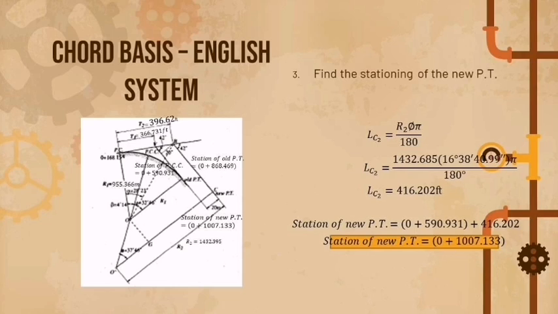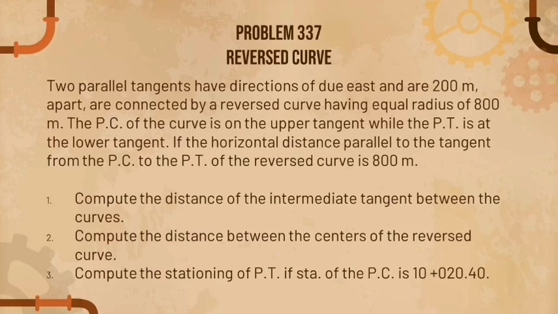And for the station of new PT is 0 plus 590.931 plus the LC2, or the length of curve 2, which is 416.202, equals the station of new PT, which equals 0 plus 1007.133. And now we are solving the reverse curve problem number 337.